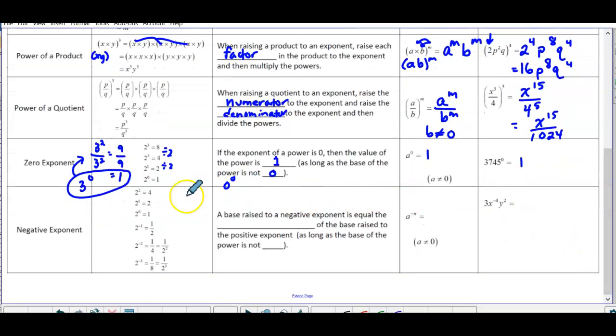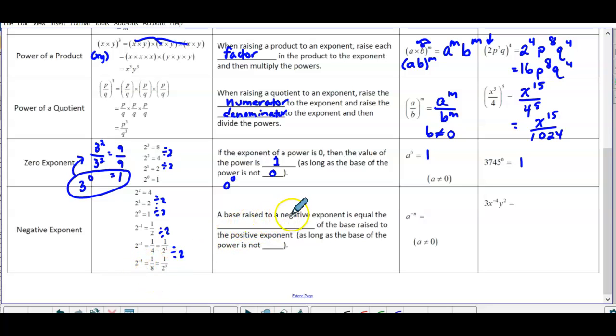Negative exponent, this is something that might be new to you this year, and we'll go through this a few times. But again, let's use our patterns that we have here. So same here, 2 squared is 4, 2 to the 1 is 2. So we keep dividing by 2. And our exponent keeps decreasing by 1. So that's negative 1. And so if we divide 1 by 2, we get a half. Divide that by 2, we get 1/4. That by 2, we get 1/8 as the exponent decreases by 1.